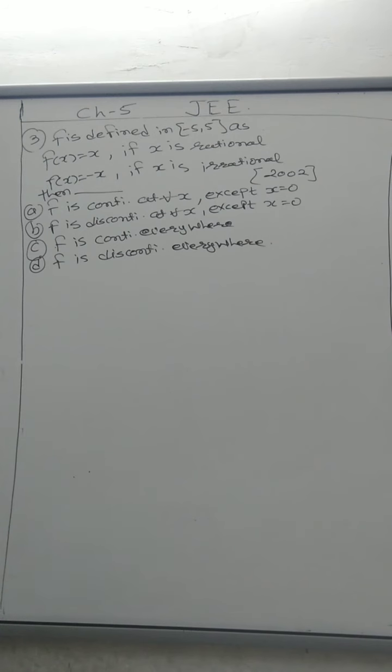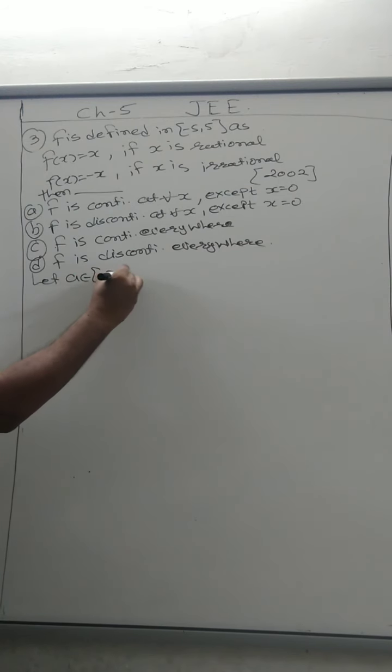Next question, the third. f is defined in minus 5 to 5 as f(x) equal to x if x is a rational number and f(x) equal to minus x if x is irrational. Then which is true? It was asked in 2002. A) f is continuous at every x except x equal to 0. B) f is discontinuous at every x except x equal to 0. C) f is continuous everywhere. D) f is discontinuous everywhere. Here we take any one a. Let a belong to minus 5 to 5.